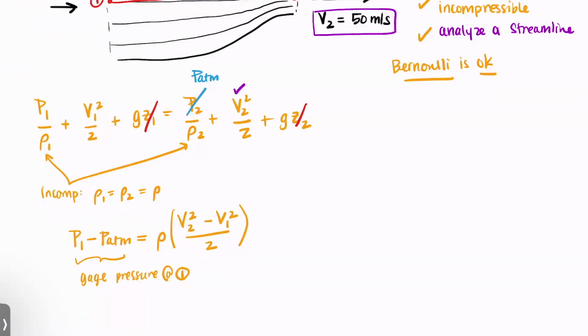Does anybody see a problem so far? We know P atmosphere, we know the density of air, we can look it up, that's fine. We're given V2. What about V1? We don't have this, right? Any ideas? We were given areas.